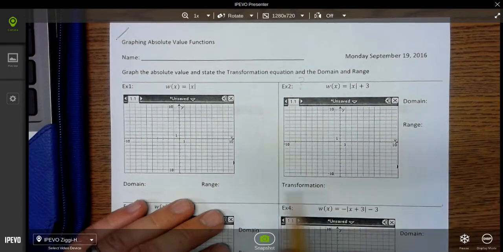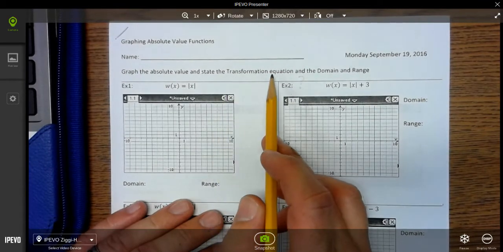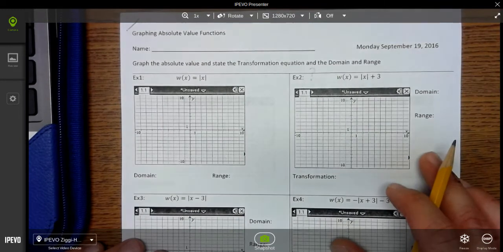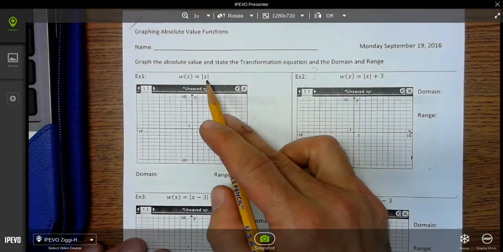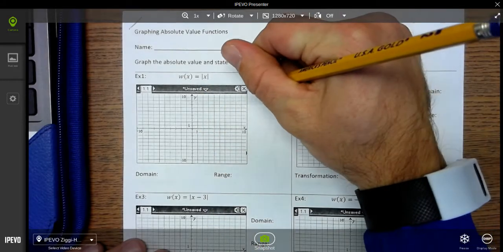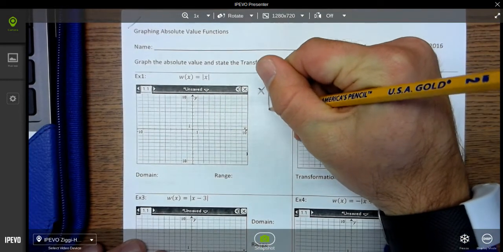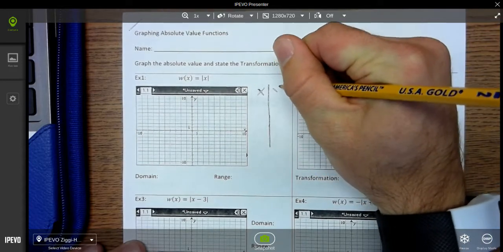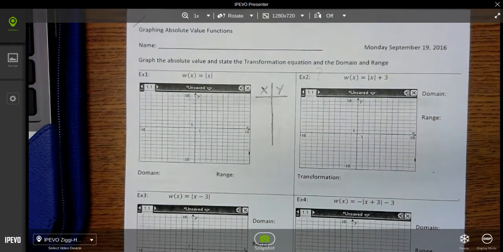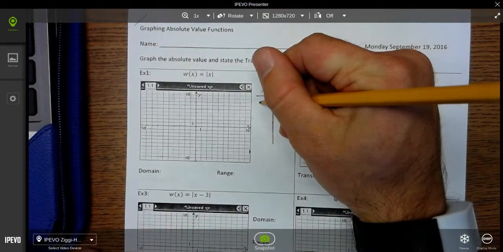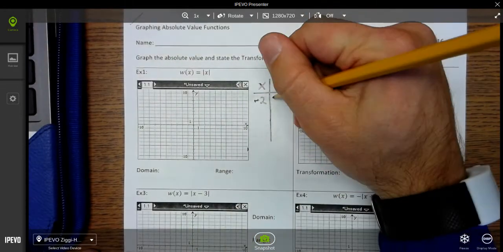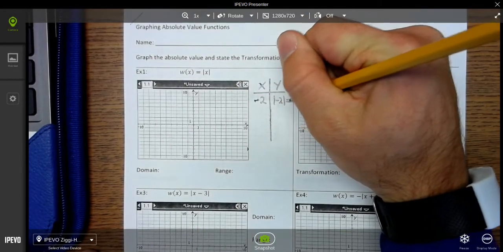It says graph the absolute value and state the transformation equation and the domain and range. So let's start by doing example 1. Example 1 is the parent function. So we know that when x is 0, the absolute value is 0. So if we made a table, and I said 0 because 0 just seems like an easy number, but let's start at -2. So the absolute value of -2 equals 2.